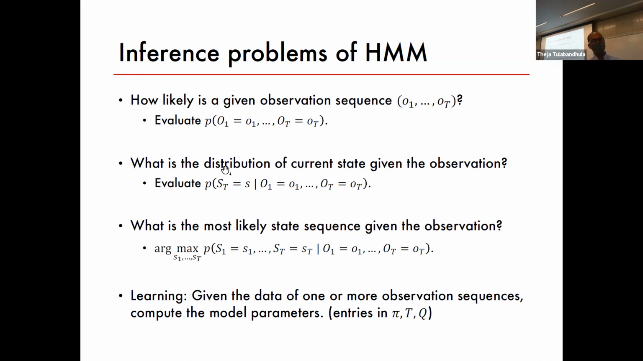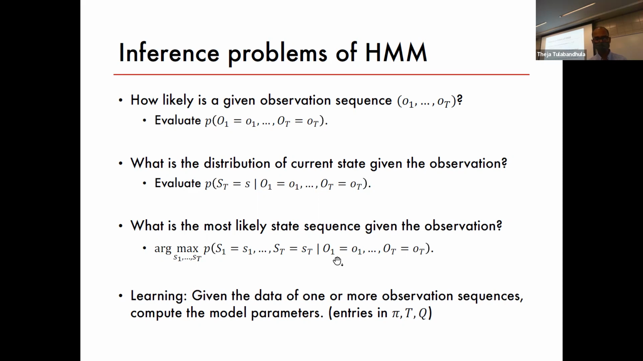The second question is basically: what is the distribution of the current state given the observations so far? Given the observations that I've observed, little O1 to little OT, what is the current hidden state? Remember, the hidden state is never observed. You observed a bunch of words. Then given this collection of words, what is the current hidden state?